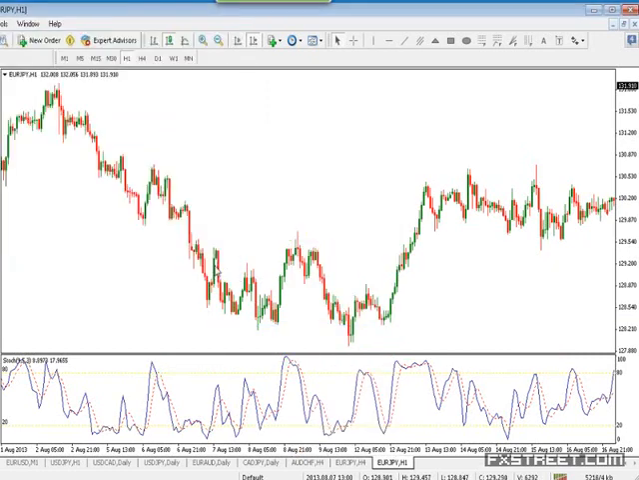Now the stochastics, I use it in two ways. I use it to identify a regular divergence, which we are not covering today, but we are covering only the rubber band effect. So you have to first identify where price is in a trend. Look at a trend. Look at the rubber band effect of price. If you have a rubber band effect, rest assured you have a high probability to trade.